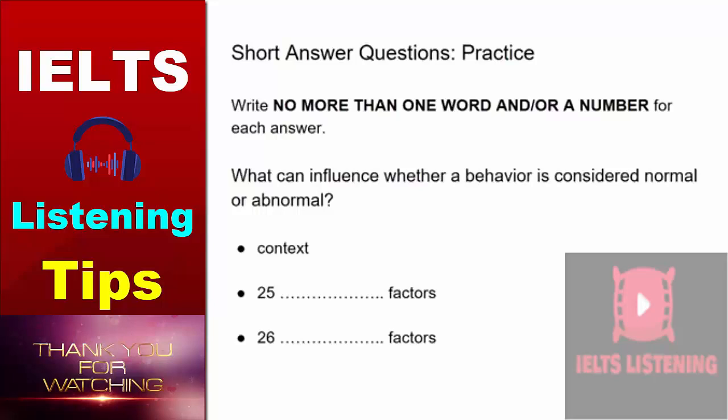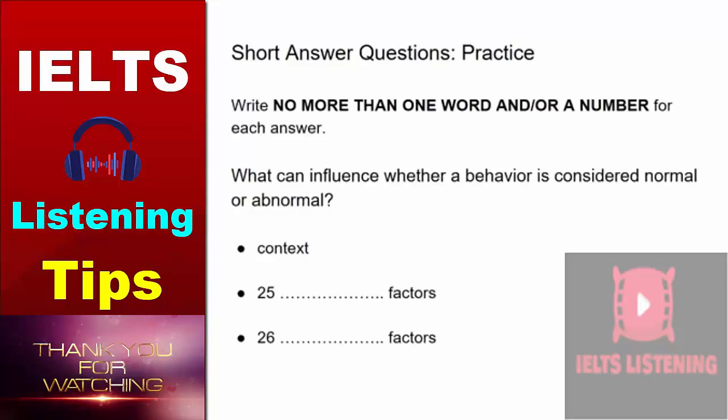All right, now some keywords there. What can influence? All right, so we're supposed to look for some influencing factors. And of course, then the important information is whether a behavior is normal or not normal. Okay, abnormal means not normal. Okay, so what factors can go into that type of decision? We already know that context is one of the things that the speakers are going to mention, and we just have to listen for the 2 extra factors. Okay, so I'm going to play the recording here. Why don't you try to answer these questions and listen for the correct answer as the speaker's talking?